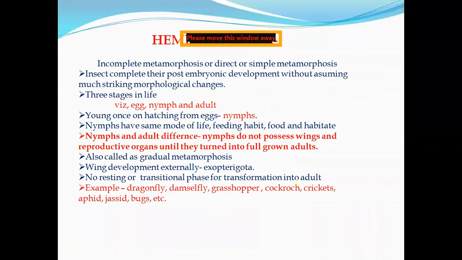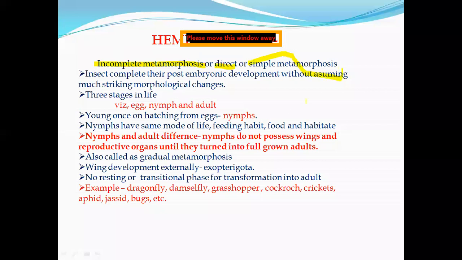Now hemimetabola. Hemimetabola means what? The insects here are like grasshopper, different bugs, and different sucking insects that come under hemimetabolous insects. Okay, so this hemimetabola type of metamorphosis is known as incomplete metamorphosis. Ametabola, no metamorphosis. And hemimetabolous is known as incomplete metamorphosis or direct metamorphosis or simple metamorphosis.